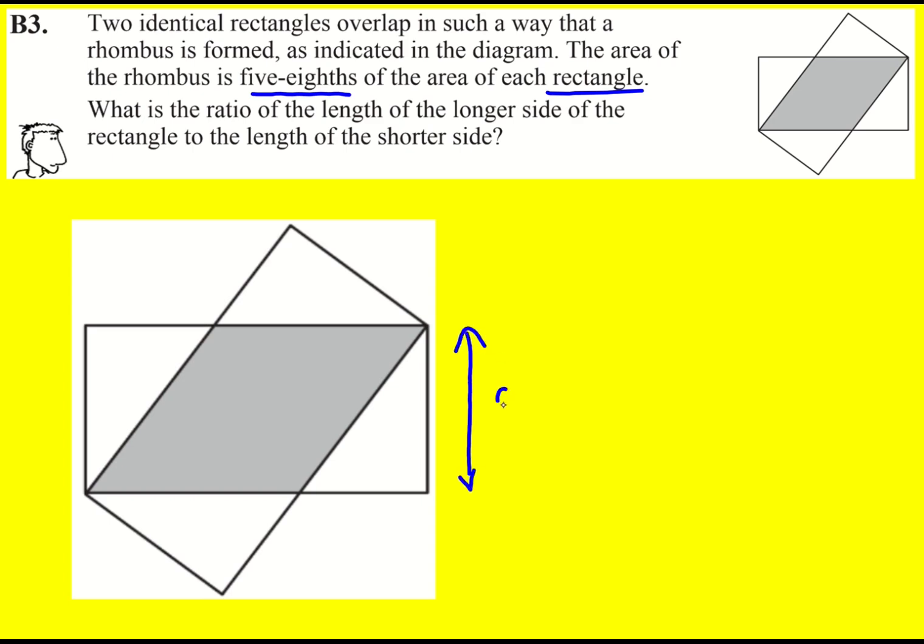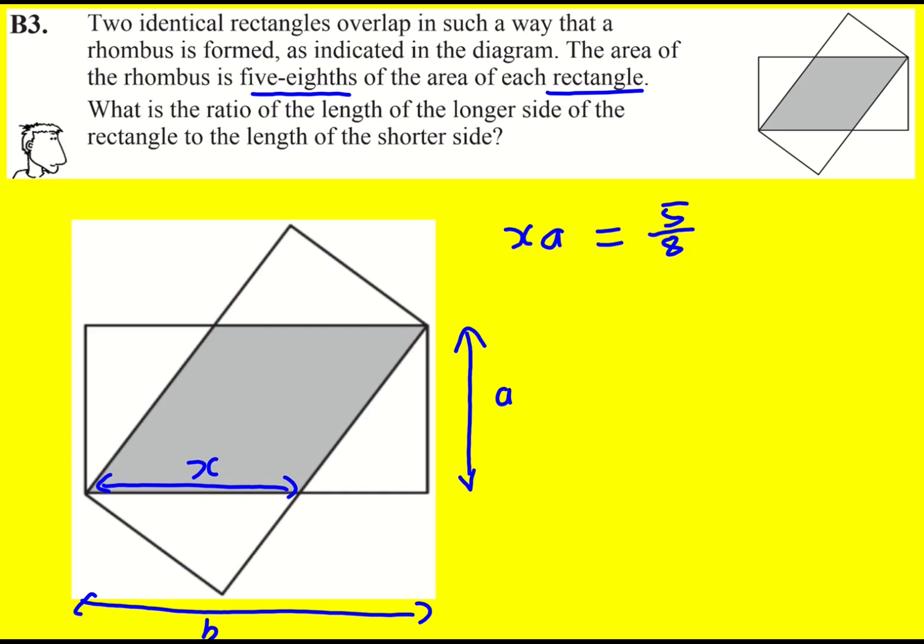I'm going to write this one as A, and then the longer side, the base, as B. I'm also going to say that the base of the rhombus is X, and then the area of the rhombus is base times height, so XA. And that is going to equal 5/8 of the area of the rectangle, which is going to be B times A. I can divide through by A and see that X is actually 5/8 of B.